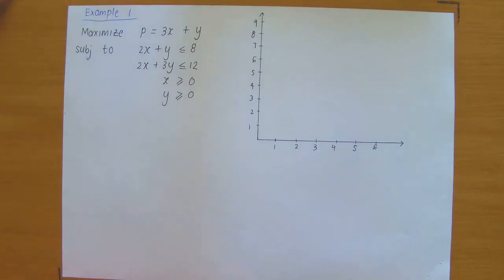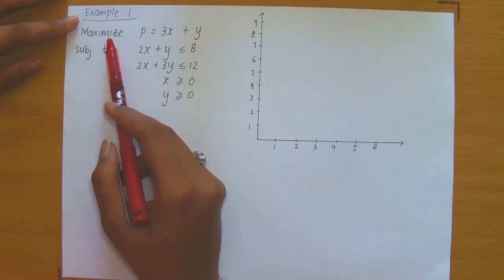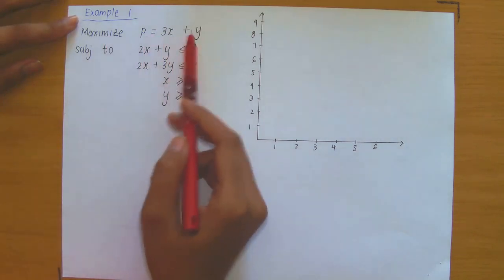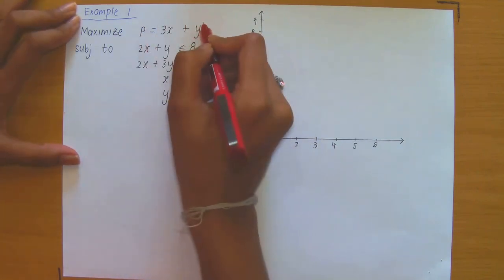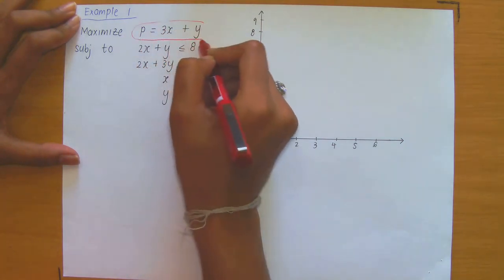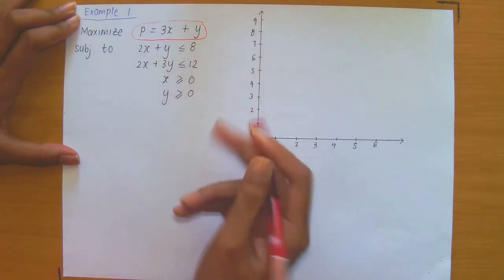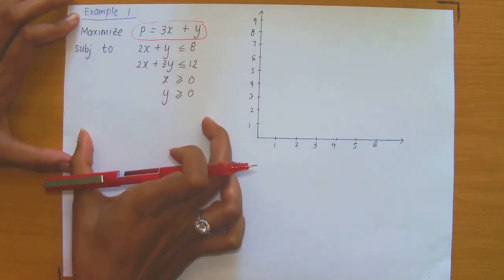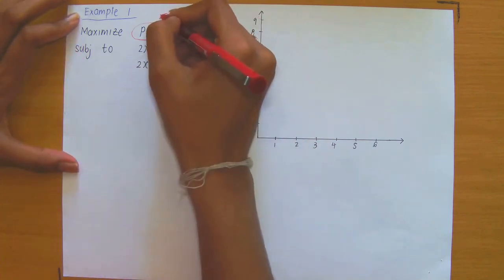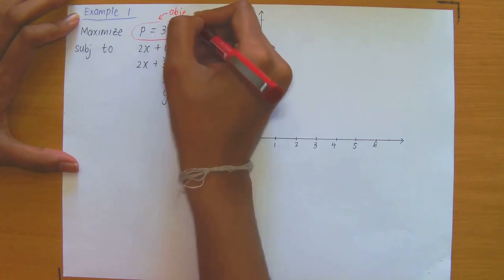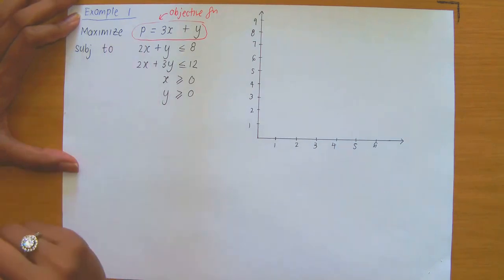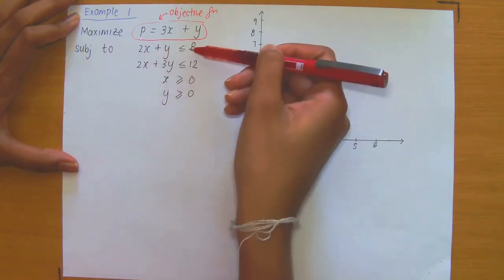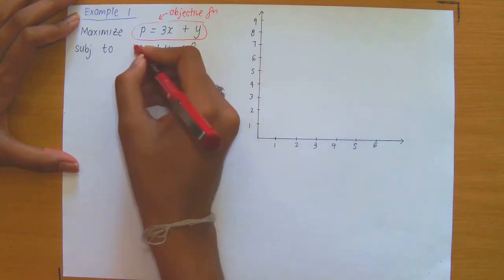In this video lecture, we're going to be solving a linear programming problem. So this question requires us to maximize P equals 3x plus y. P equals 3x plus y is a linear function in variables x and y. And whenever you're given a linear programming problem in this form, this linear function is called the objective function. So we are maximizing the objective function subject to the following four linear constraints.